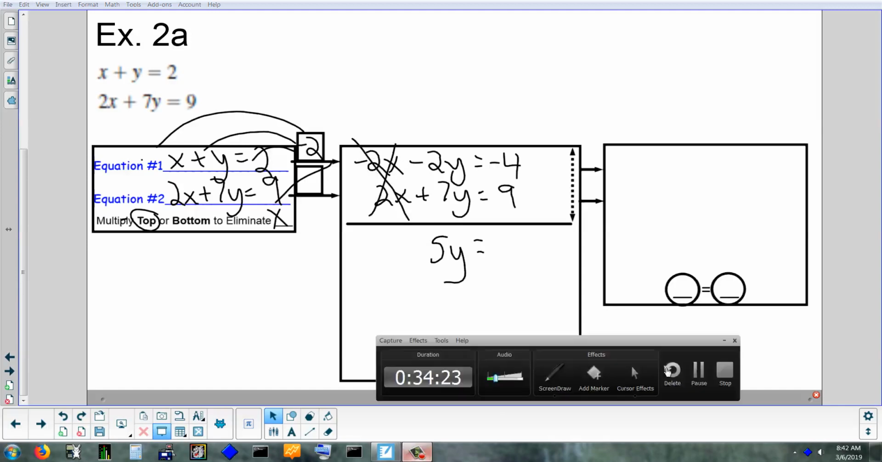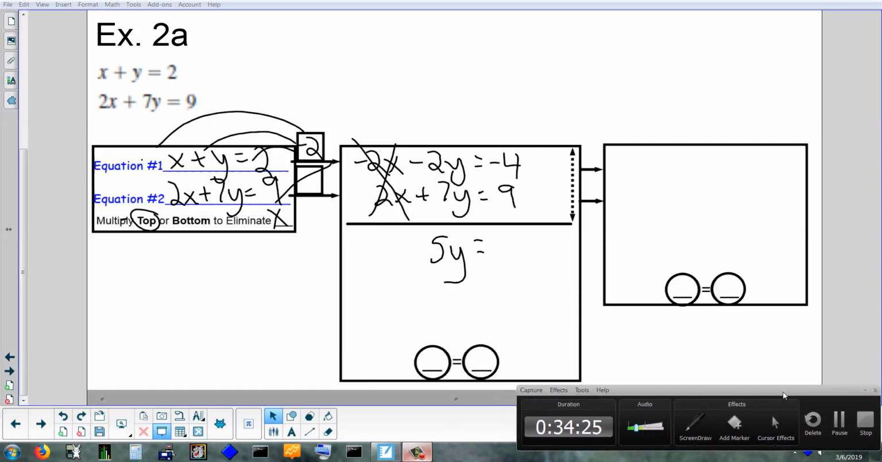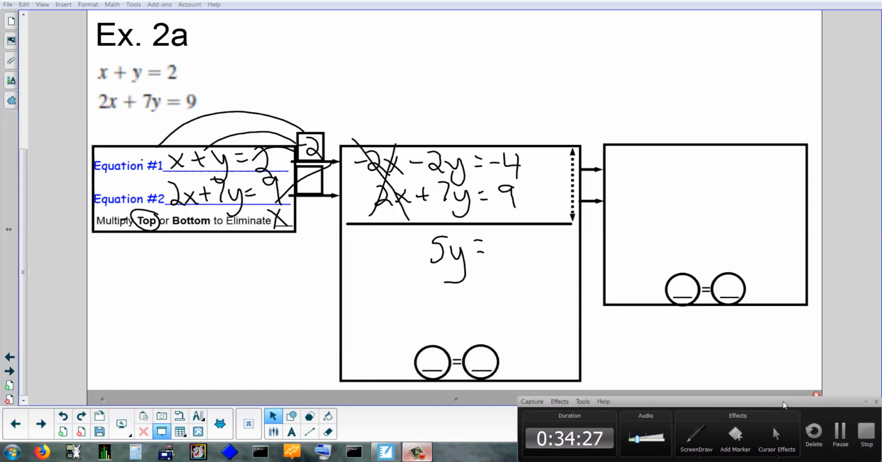What's my other term going to be on the other side of the equal sign? 5, right? Negative 4 plus 9 is 5. You can work backwards as well: 9 minus 4 is 5. Bethany, what's the last thing I have to do for this part? Nice job. Do you know what I get when I do that? y equals 1. Nice.